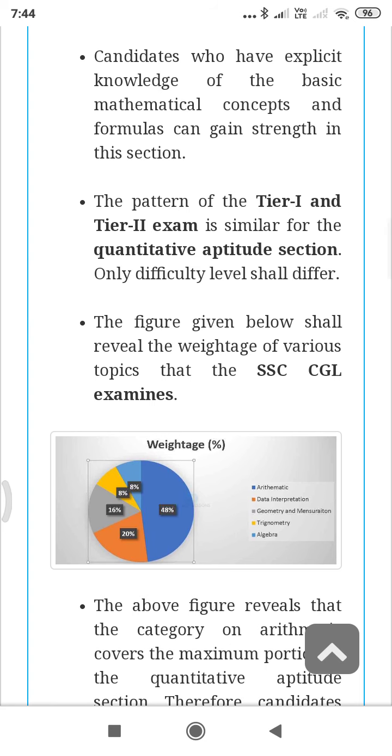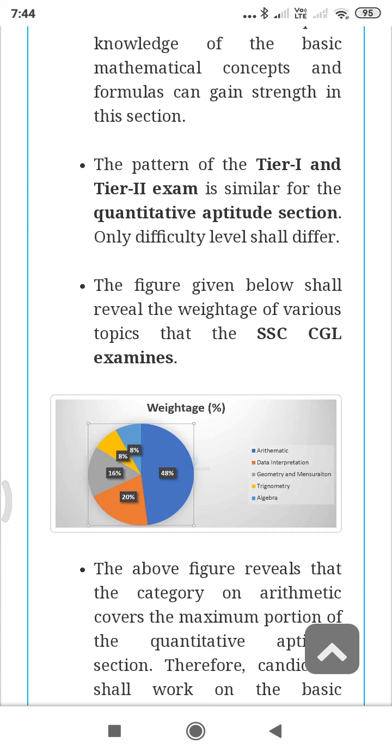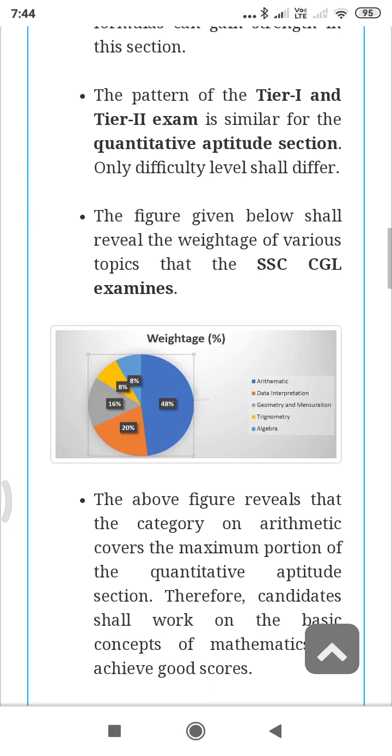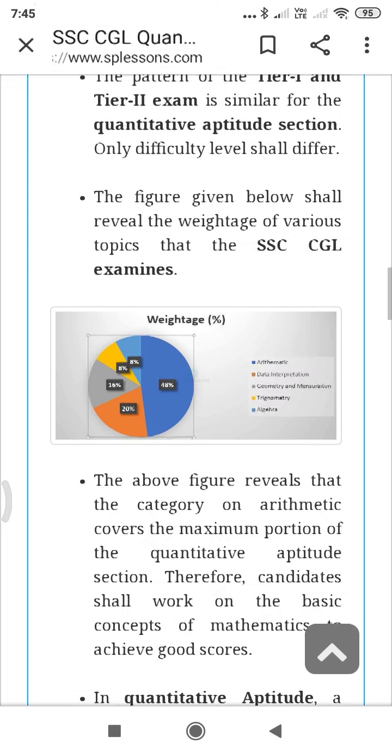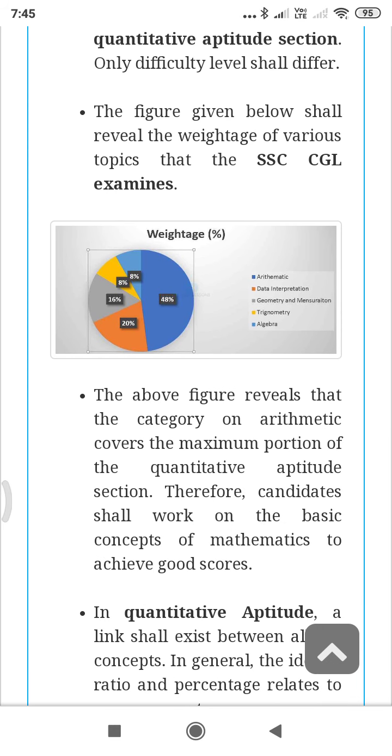The pattern of the Tier 1 and Tier 2 exam is similar for the quantitative aptitude section. Only the difficulty level shall differ. The figure given below reveals the weightage of various topics that the SSC CGL examines. So let's see the weightage. For arithmetic, there are 48% marks, data interpretation 20%, geometry and mensuration 16%, for trigonometry 8%, and for algebra it's 8%.